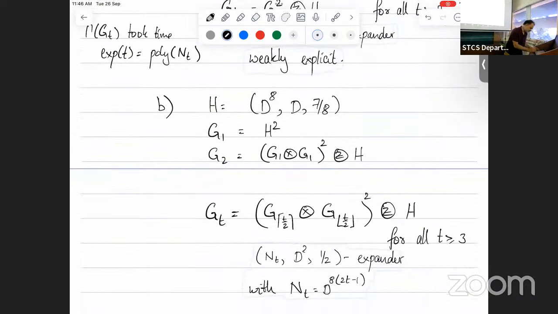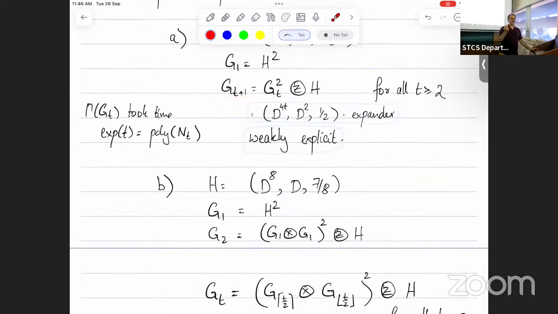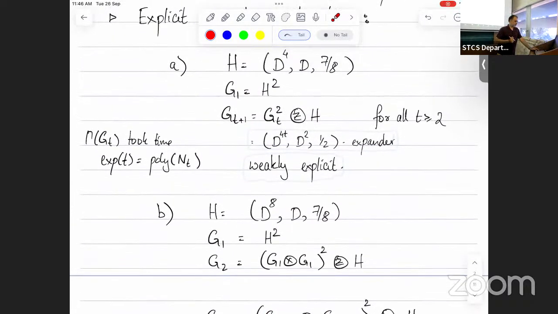But why did the tensoring help? Previously, in order to compute one edge relation of G_{T+1}, I had to compute two edge relations within G_T. Whereas here, I need to compute just edge relations in G_{T/2} and G_{T/2}. But why can't we do the T by 2 square? Oh, what was the tensoring giving us? No, T by 2 squared will not have the sort of size that we would want.